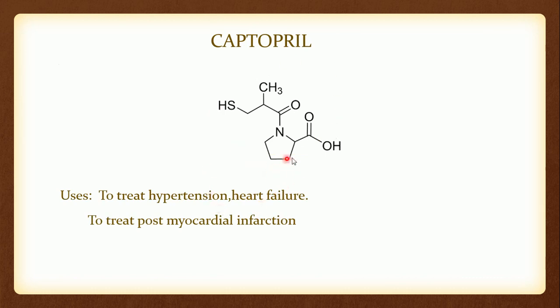Structure of captopril: it contains a pyrrole ring. Pyrrole is a 5-membered ring containing nitrogen with 2 double bonds. Here it is completely saturated, so we can also call it pyrrolidine. This pyrrolidine is attached with the carboxylic acid group at second position, and at first position there is a carbonyl group. Carbonyl group is attached to the isopropyl group. A 3 carbon chain with branch is called isopropyl group. This isopropyl group is attached to a thiol, sulfhydryl group. Uses are, it is used to treat hypertension, it is used to treat heart failure also. To treat post myocardial infarction, captopril is used.